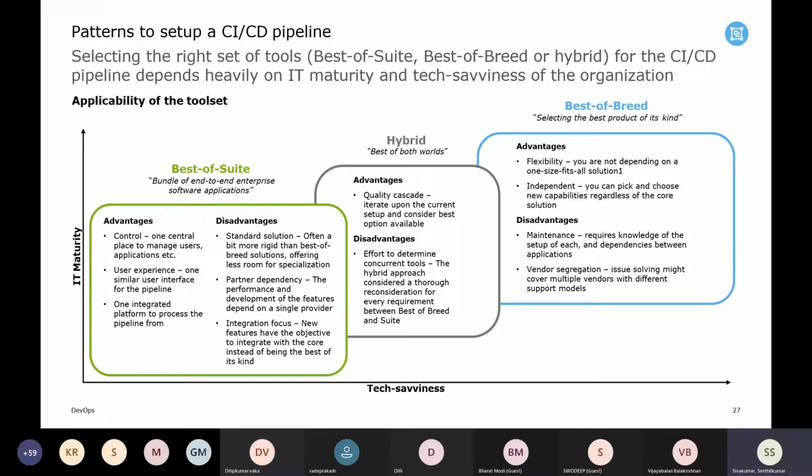Hybrid plan. Hybrid is the best of both worlds, like a quality cascade, iterating upon the current setup and considering the best options available. But the disadvantage of hybrid is that you need to monitor the connectivity of the external source, the third party tools and other things. Best of breed is a combination of both, and flexibility is greater, with no dependency on a one-size-fits-all solution. It's very independent, but the disadvantage is that the maintenance cost is very high. Keep these three terms in mind: best of suit, hybrid, and best of breed. The next slide I will explain in detail.